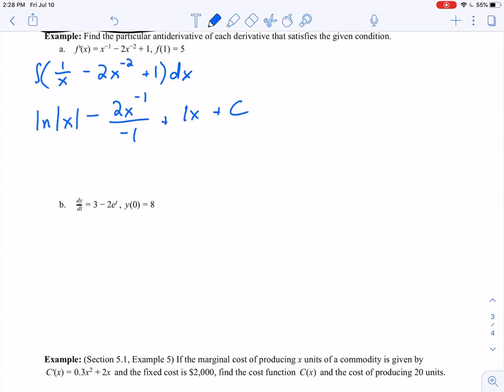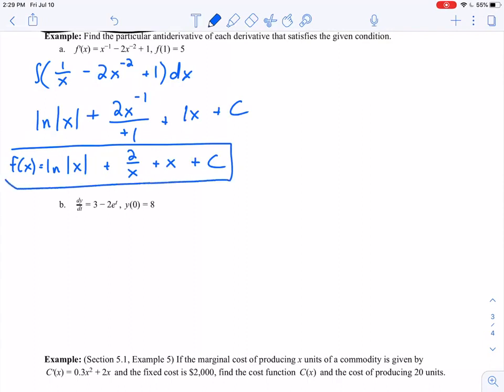So I'm just going to clean this up a little bit, make it easier to work with. Minus a negative is plus a positive. I'm going to rewrite this negative exponent here. This is really natural log of absolute value of x plus 2 over x plus c. So I started with the derivative, found my antiderivative, and okay, here is f of x currently. So this is my, in air quotes, original function. This is f of x rather than f prime of x.